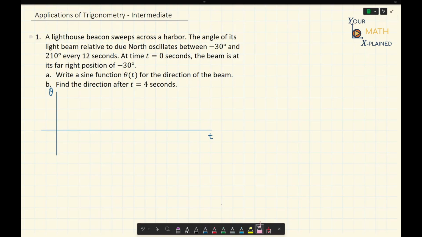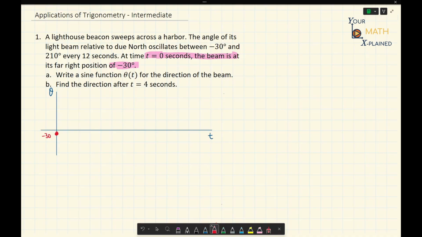So now we're told that at time t is equal to 0, the beam is at the far right position of negative 30 degrees. So that tells us our starting point at t equals 0 is going to have a theta value of negative 30. So let's say that's right over there. So we're going to plot our first dot.